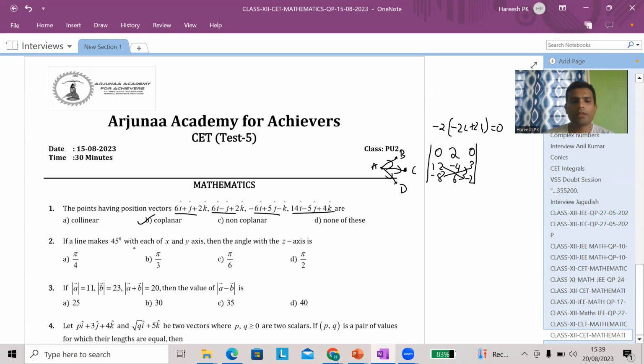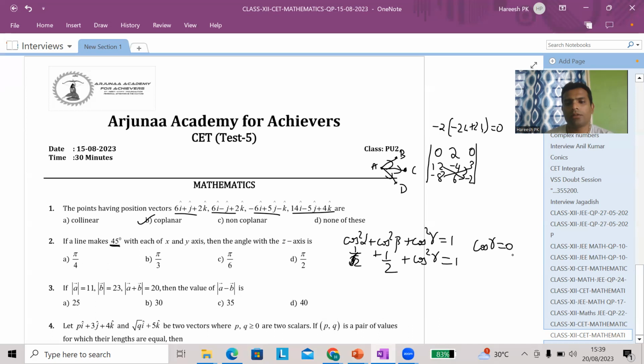Second question is based on the formula cos square alpha plus cos square beta plus cos square gamma is 1. And they have given already alpha and beta both are 45 degree. So 1 by root 2 whole square, which is 1 by 2, plus 1 by 2 plus cos square gamma equals 1. So cos gamma should be 0. That means angle is pi by 2.